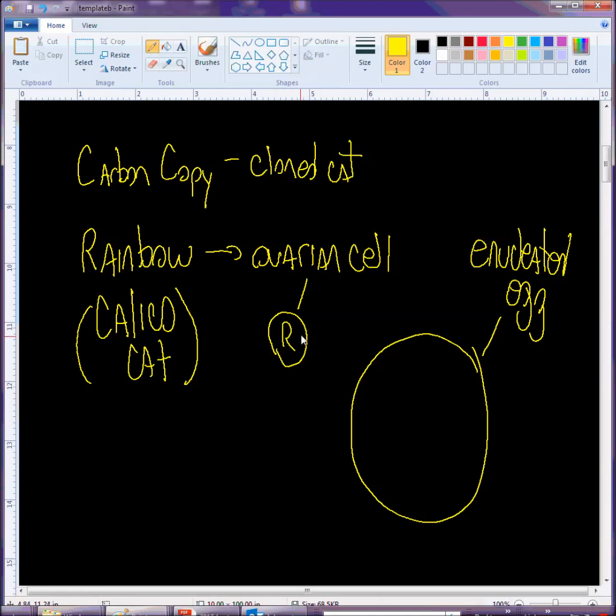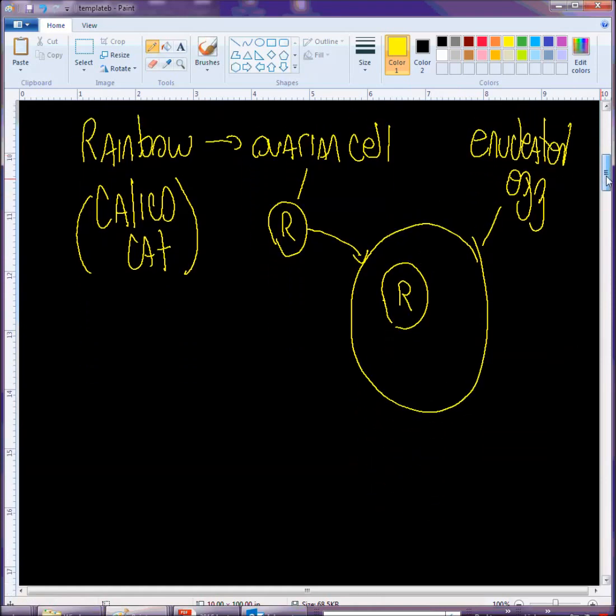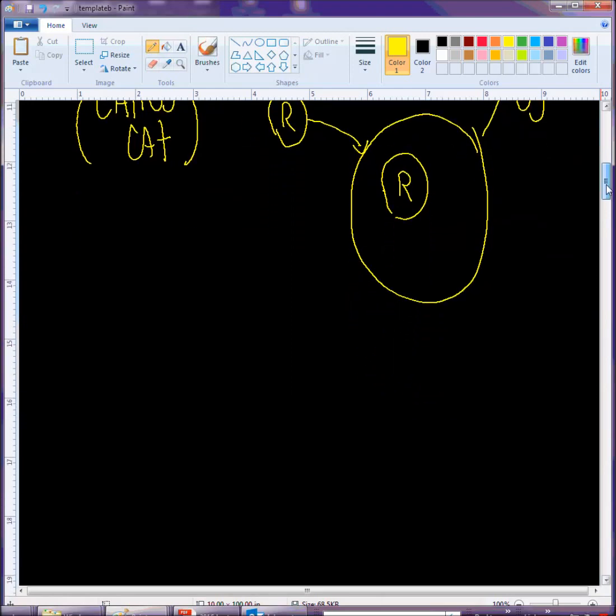Let's call this the R nucleus. This is from Rainbow. We take this and inject it into the enucleated egg. That means the nucleus from the mother that donated the egg was removed and replaced with this R nucleus from Rainbow. So the resulting zygote was then allowed to develop in a petri dish. So no fertilization was needed. We're just taking a nucleus from Rainbow and sticking it in an egg that's had the nucleus removed.